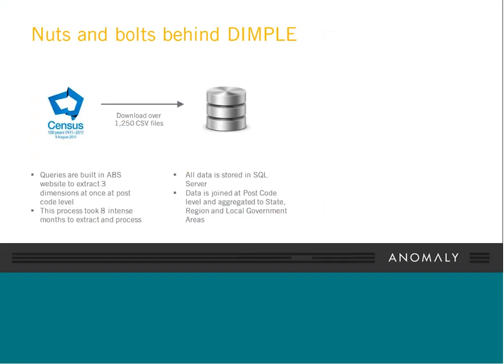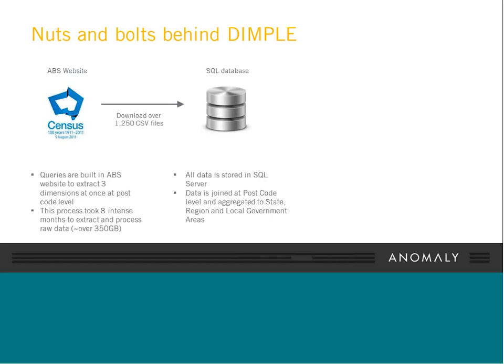So the nuts and bolts behind DIMPLE, we extracted a lot of information from the ABS website. The ABS website is restricted in what you can actually pull. It restricts you. You can only pull a certain number of variables and a certain row length every time you want to request information. So we had to devise that down into about 1,200 files.